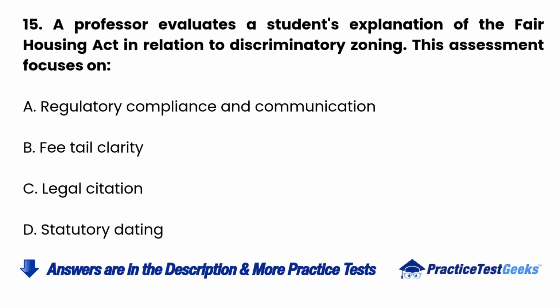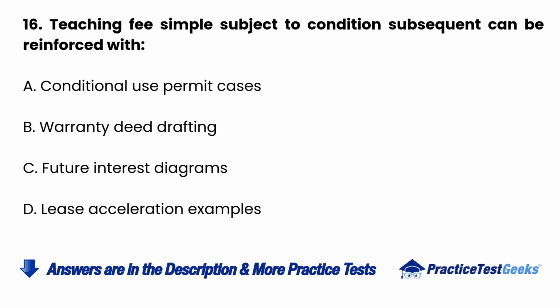15. A professor evaluates a student's explanation of the Fair Housing Act in relation to discriminatory zoning. This assessment focuses on A. Regulatory compliance and communication. B. Fee-tail clarity. C. Legal citation. D. Statutory dating.